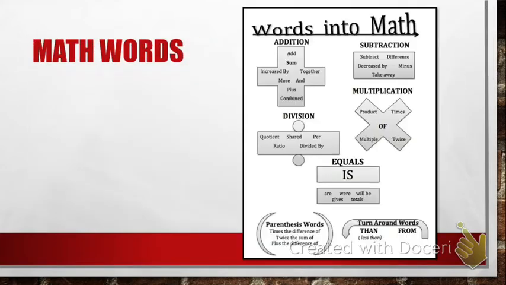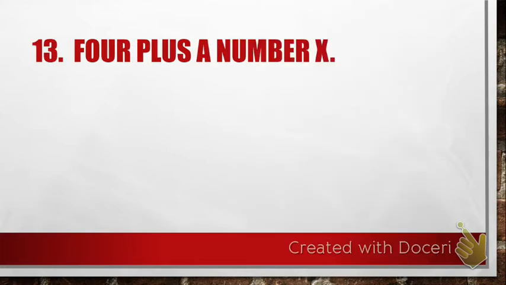Alright, we're going to go ahead and skip to the words into math. You can pause the video and write all these. The ones that are probably the most important and the hardest to learn are the parenthesis words and the turnaround words. So less than, from, quantity of, times the difference of, that kind of stuff is going to throw some students off. So let's start easy with 4 plus a number x.